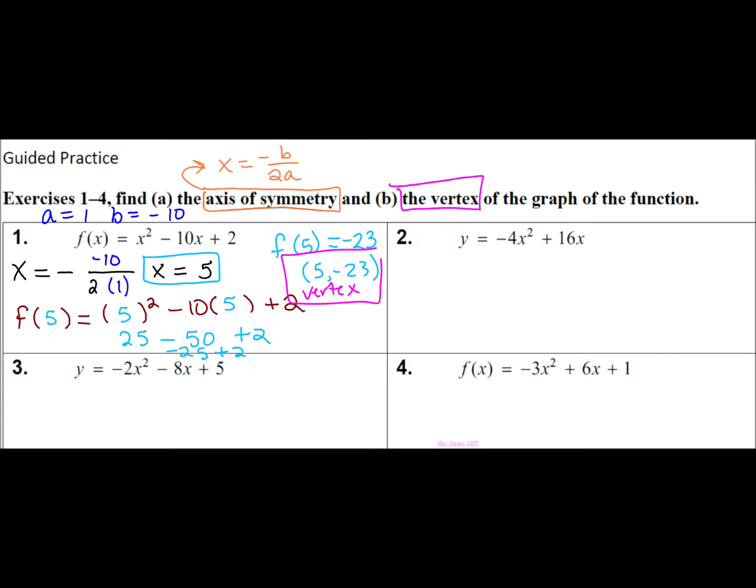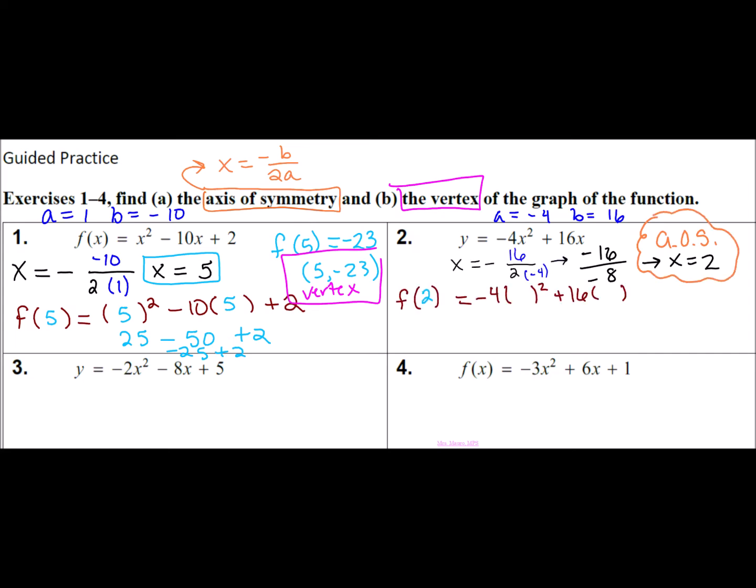I'm going to follow the same process. So our vertex for number 2 ends up being 2 comma 16, and the axis of symmetry is x equals 2. Notice they have the same x values.